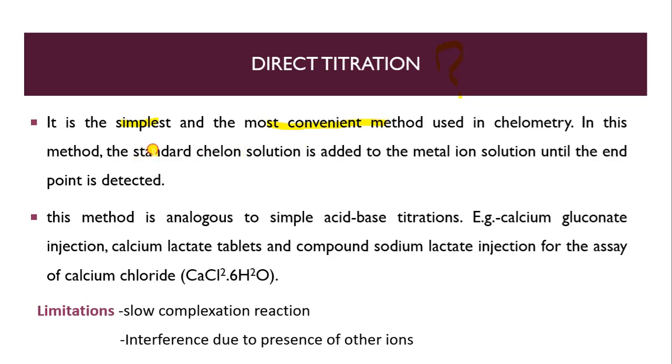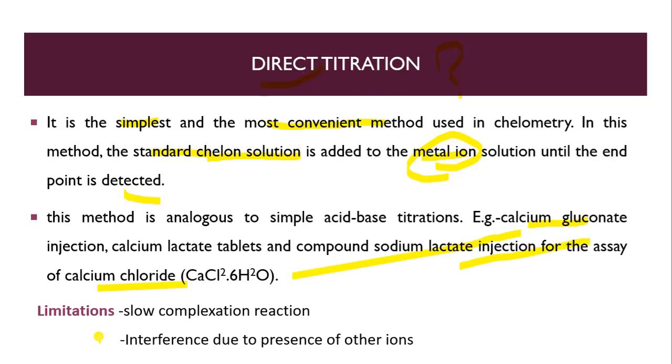In this method, the standard chelating solution is added from the burette to the metal ion, which we take in a conical flask, until the endpoint is detected. So after some time, we will get our endpoint. This method is analogous to a simple acid-base titration. For example, calcium gluconate injection, calcium lactate tablets, and compound sodium lactate injection for the assay of calcium chloride. So these are examples of a simple, or we can say direct, titration.